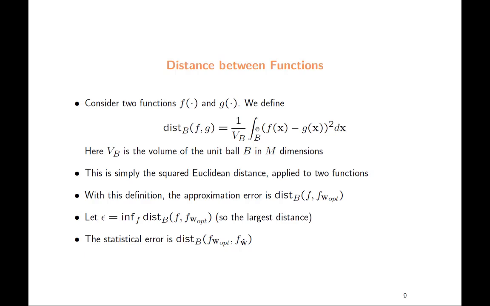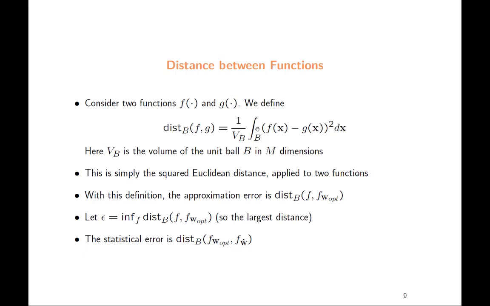And we also define this epsilon to be the worst case of this. So the worst function f, which gives you the largest distance. So we're looking for the smallest distance, but there's some worst case. The worst f for which the smallest distance is pretty large.